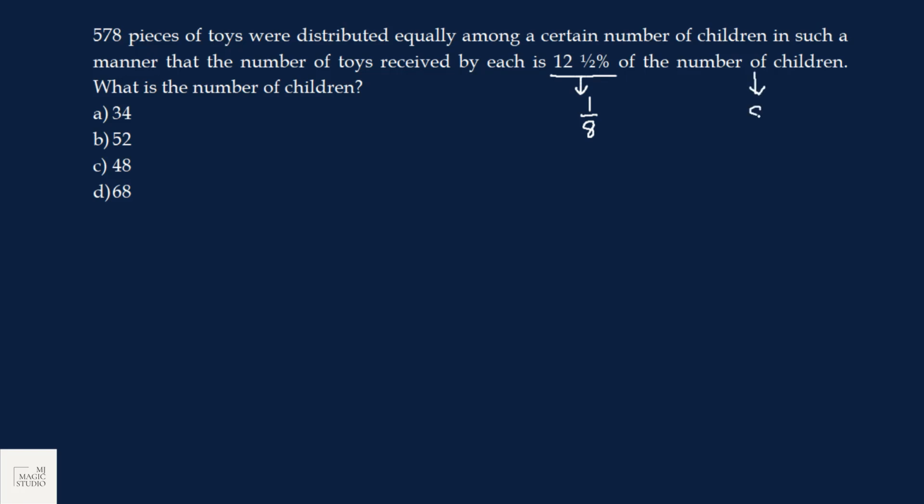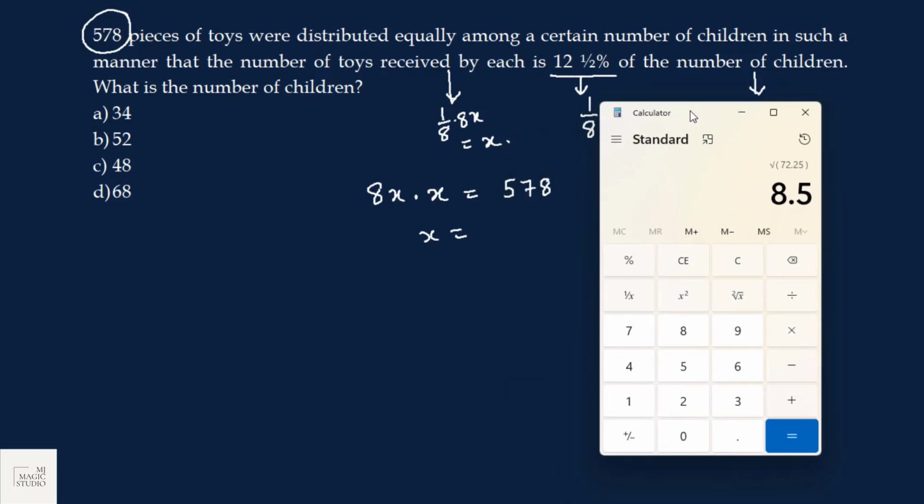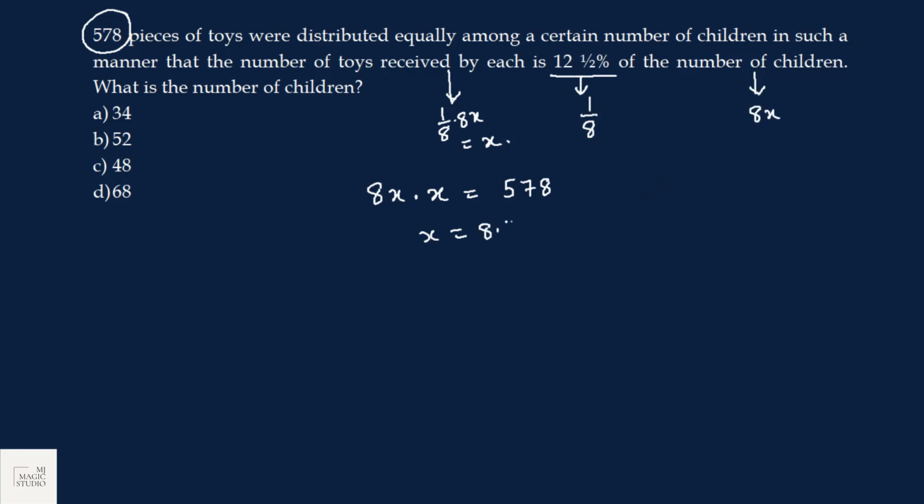So let the number of children be 8x, then the number of toys received by each is 1/8 of 8x, that is x. And the total number of pieces we have is 578. That is number of children into pieces received by each equals 578. We need the value of x. So we have our calculator with us. 578 divided by 8 is 72.25 and the root will give 8.5. So x is 8.5.